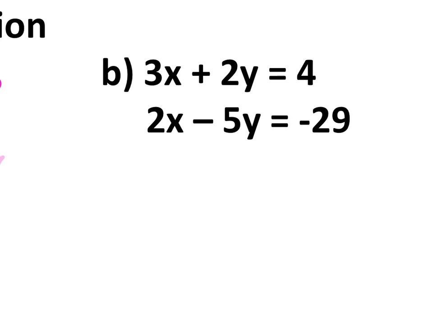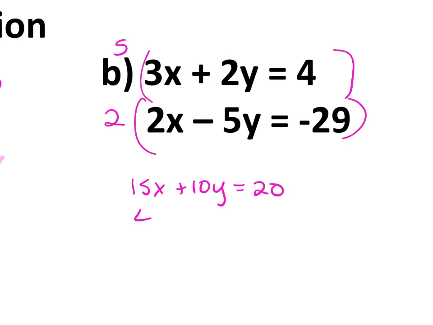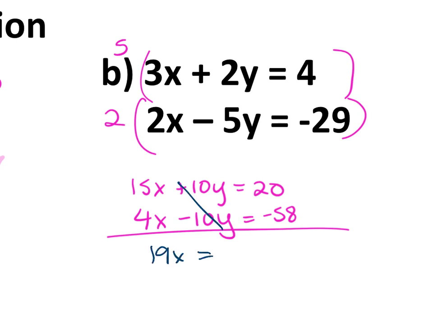My advice to you, for as many stupid mistakes as you make with signs, try to avoid changing the signs. So I would go to the ones that are already positive and negative, as long as they're not super yucky numbers, right? So then I would say this is 5 and this is 2, and I get 15x plus 10y equals 20, and I get 4x minus 10y equals negative 58. So again, for as many silly mistakes as you make with signs, I would say avoid it if you can. This is 19x, the y's cancel, equals negative 38.